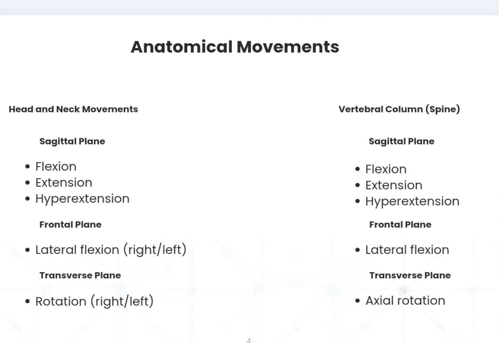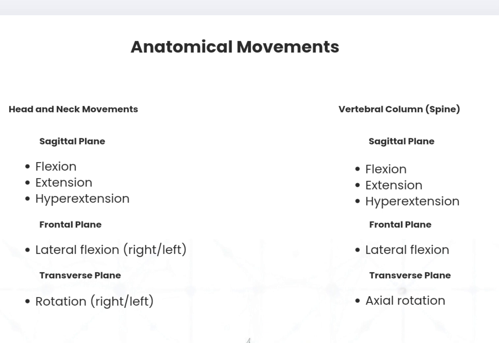Now, we apply our geometric coordinate system directly to regional segments of the body. When you are modeling kinematics or designing wearable technology, you cannot just look at movements in isolation. You must track how specific structures interact with each plane. Let's isolate the mechanics of the head and neck and the vertebral column spine.